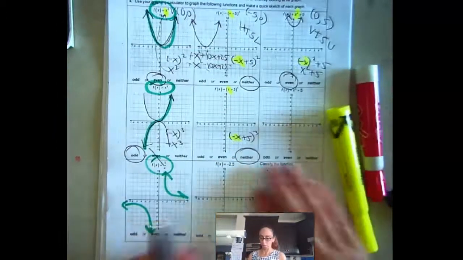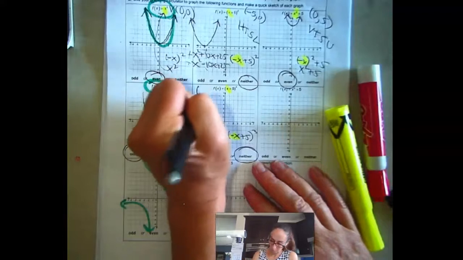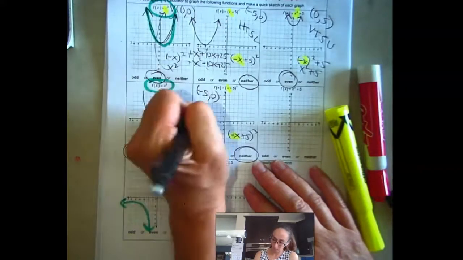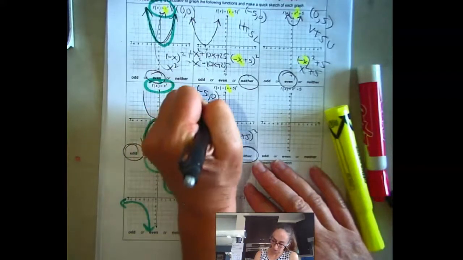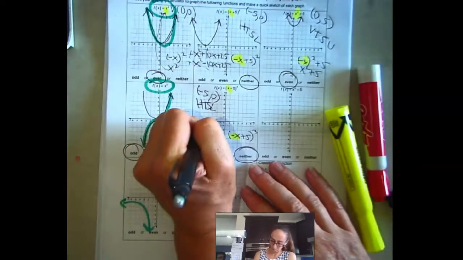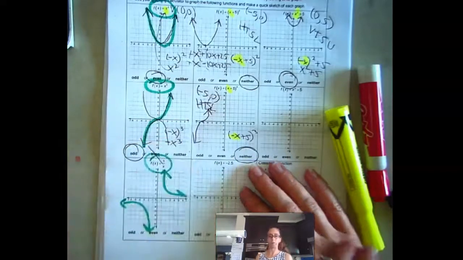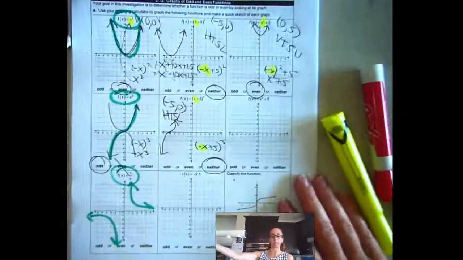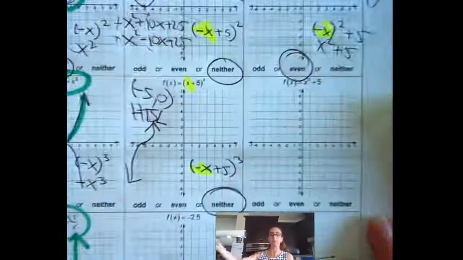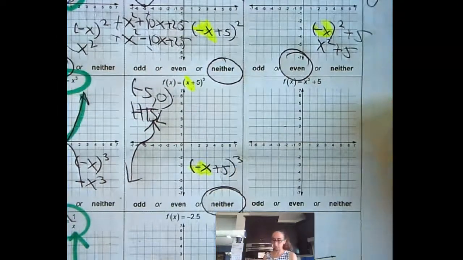Okay. What would this be? The vertex would be negative 5, 0. Horizontal translation, 5 left, which means it would be here. And that would be my original. Okay, let me zoom it out a little bit. Okay, let's do this one.